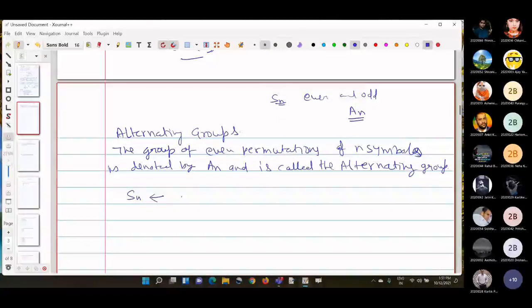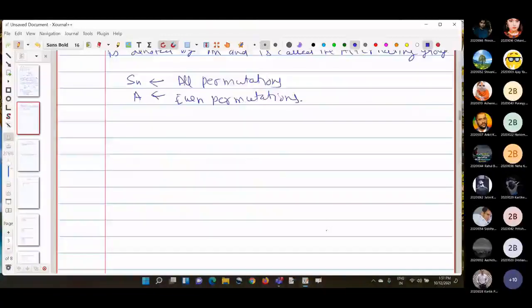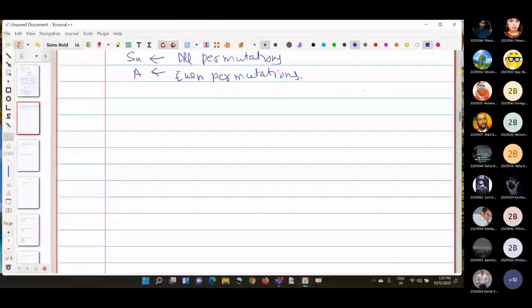So the next theorem: Sn we denote the group of all permutations, and An is a collection of even permutations. Of course, you know that the order of Sn is n factorial. So, n factorial is going to be even or odd for some fixed n? Anyone?